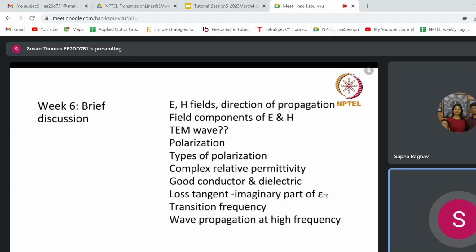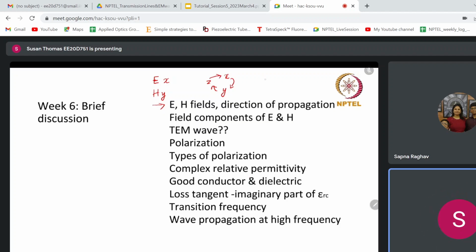So before going into the sample problems, first I would like to have a brief discussion of what was covered in week 6. It is a very short summary of what is being covered in week 6. So week 6 starts with the electric and magnetic field and the direction of propagation. The very basic understanding is the electric and magnetic field lie in a plane perpendicular to the direction of wave propagation. Say electric field is in x direction and magnetic field in y direction, so I can say x, y and z.